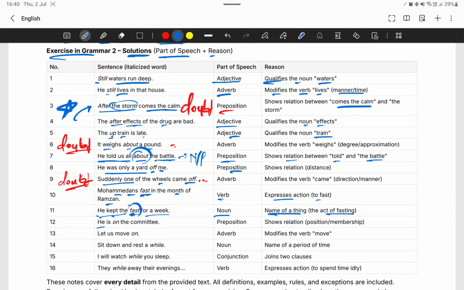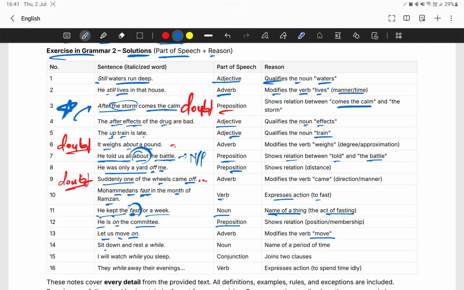He is on the committee. Again, there's a preposition. Okay, you got it. Let's move on, there is on. And this is different, this defines move. Move is a verb. Okay, let's move on. So move on, on is an adverb here.